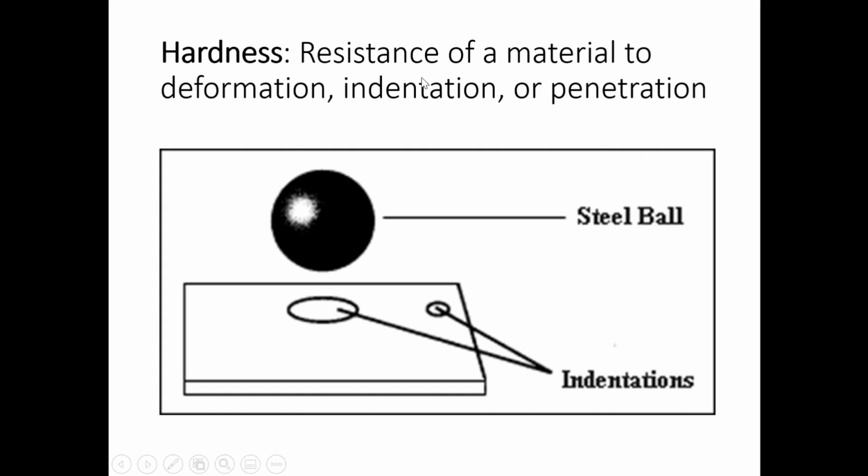Means if a material has higher hardness, it cannot be deformed, it cannot be indented, or there will not be any penetration into the material. Deformation and penetration you can easily understand, but what is indentation? Indentation is the impression created by the material on the specimen. So if you consider this steel ball as a material which has higher hardness than this material, and if you press it against this, there will be a cavity generated, which is called an indentation.